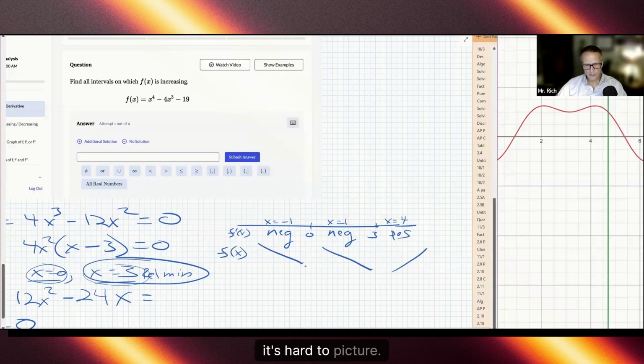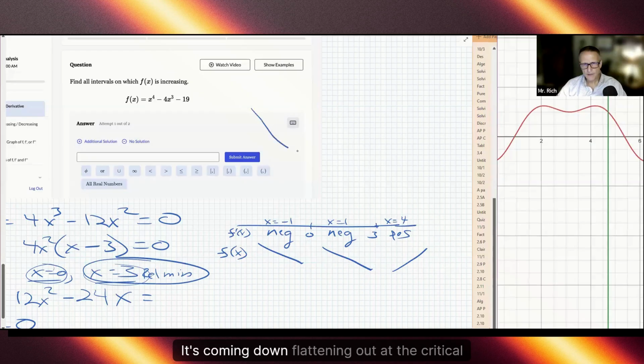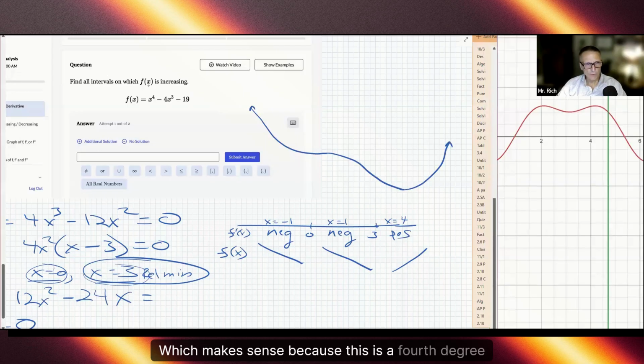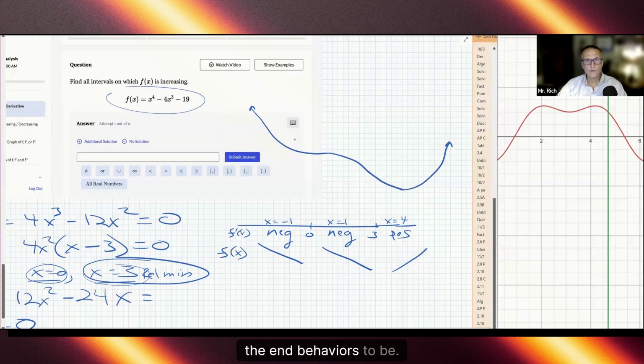Now, you may say it's hard to picture. It's negative, then the derivative was 0, and then negative again. Well, that's where the function is flattening out. It's coming down, flattening out at the critical value, but then it keeps decreasing, and then it reached 3 and started increasing. That makes sense because this is a fourth degree polynomial with a positive leading coefficient, which is consistent with the end behavior we expect. So the answer to finding the intervals on which it's increasing is only one interval: 3 to infinity.